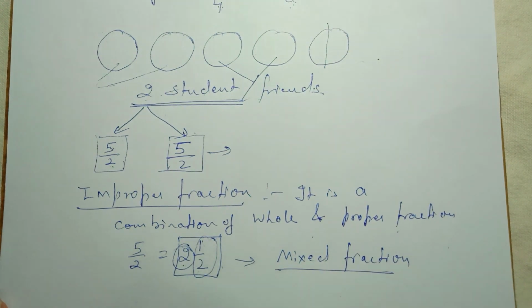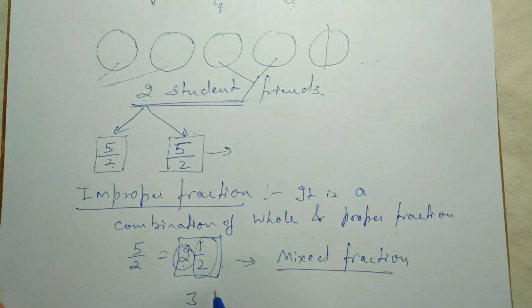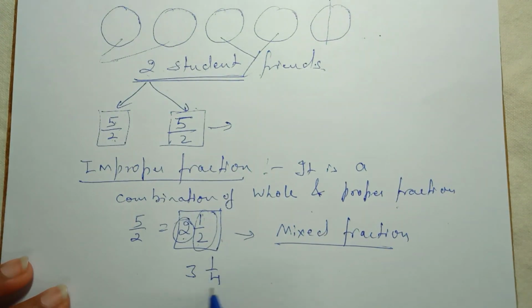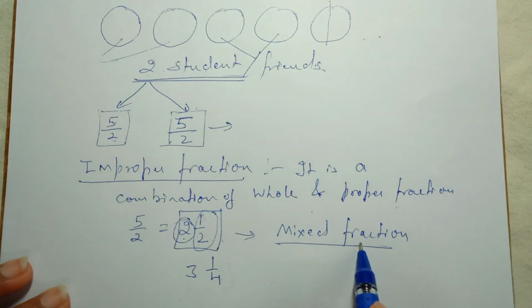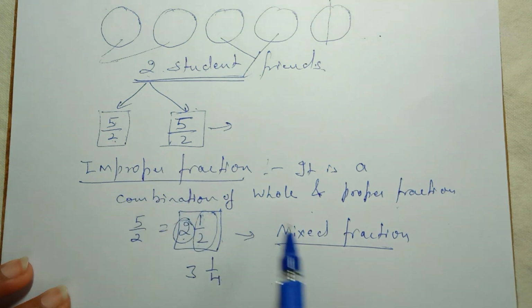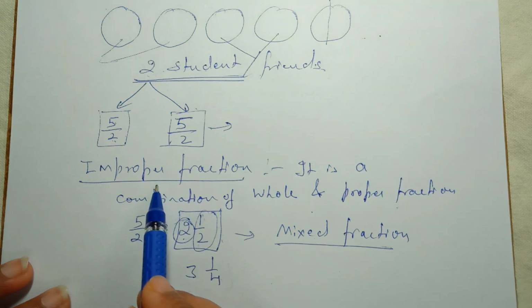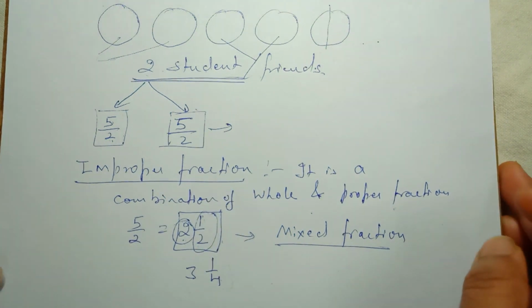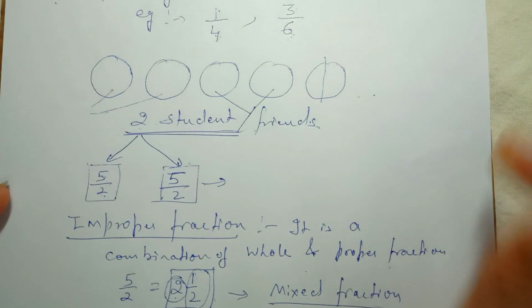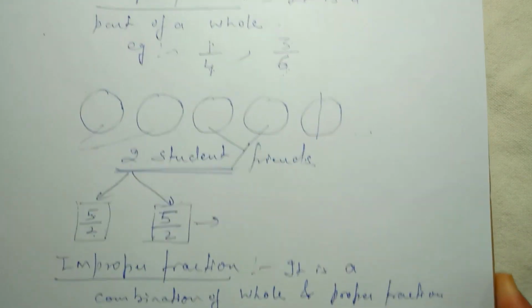2 1 by 2. If I write 3 1 by 4, a whole number and then a proper fraction, such types of numbers are called mixed fractions, and mixed fractions are always obtained from improper fractions. An improper fraction can be converted into a mixed fraction and a mixed fraction can be converted into an improper fraction. So these are the 3 types of fractions: proper fractions, improper fractions and mixed fractions.